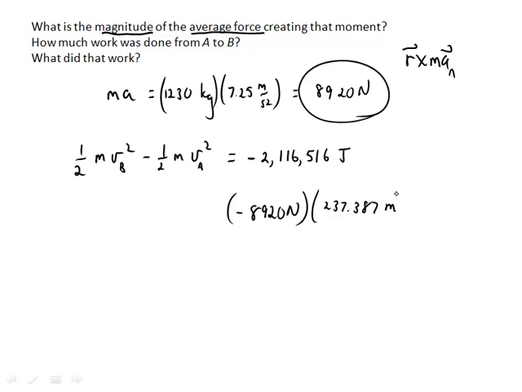237.387 meters. And indeed, it's pretty close within round off error, 2,116,898 joules. So there's a little bit of round off in there, but they are essentially the same value, which they should be. What did that work? The only thing touching the car is the road. So the road must be what's doing the work on the car.